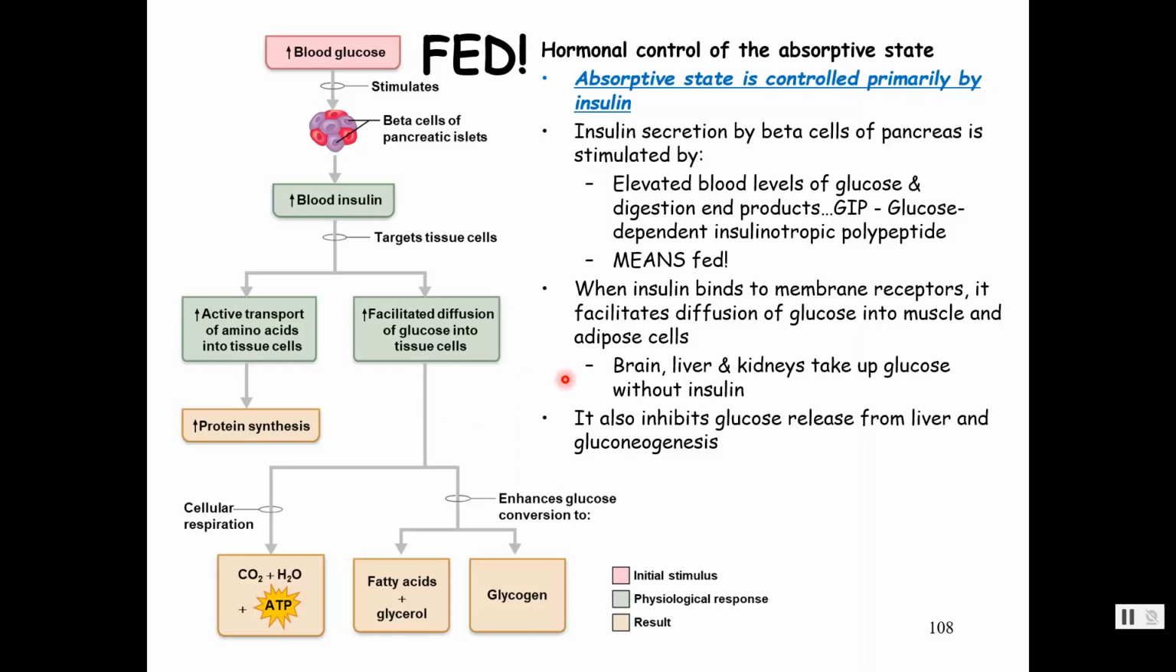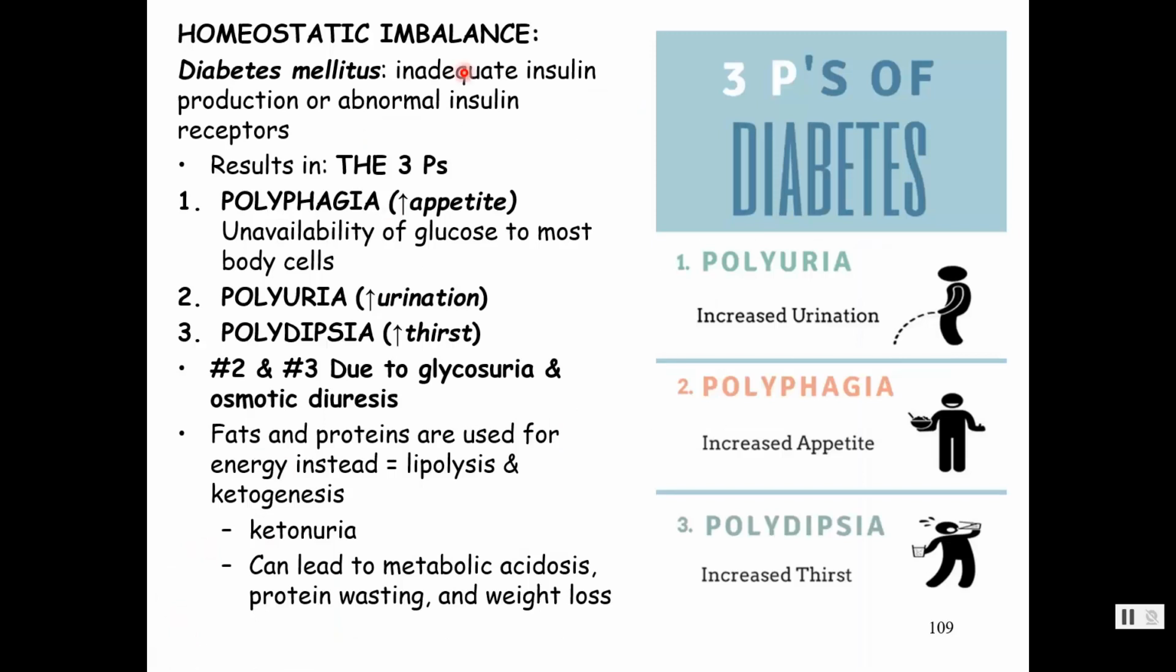Two, what's also going to happen in this fed state, the liver is not going to go through gluconeogenesis because we have glucose. So that's going to be inhibited. But insulin is going to rule that fed absorptive state.